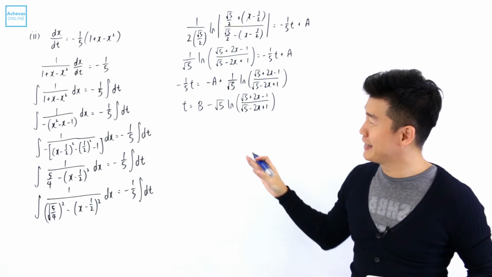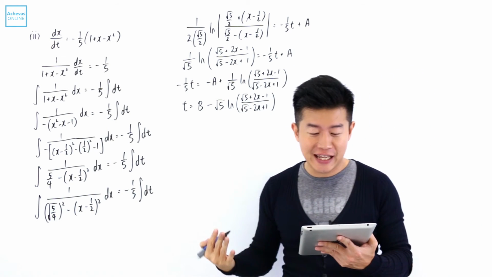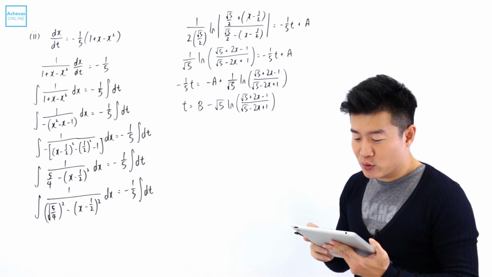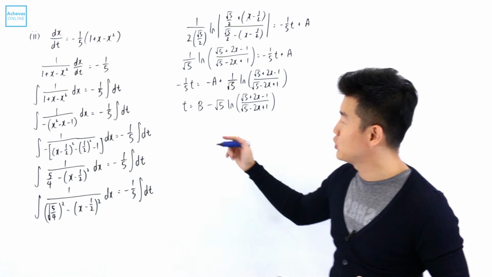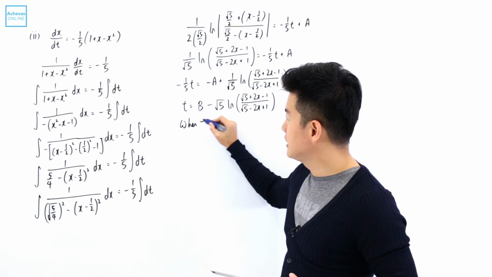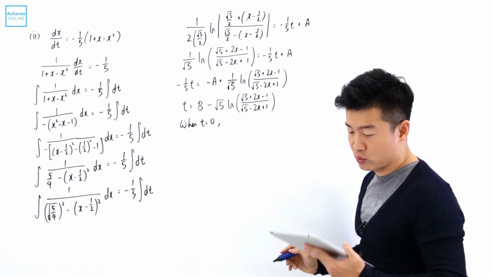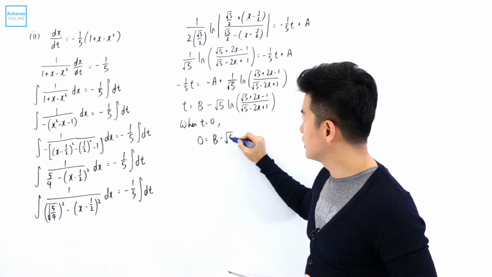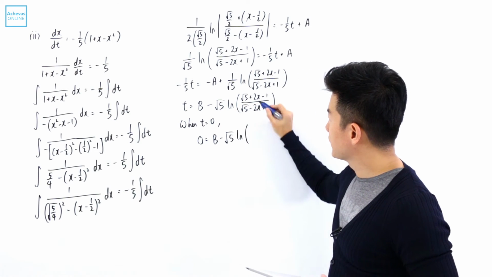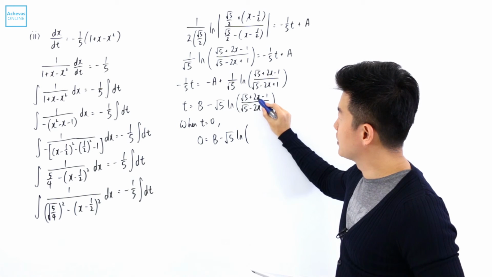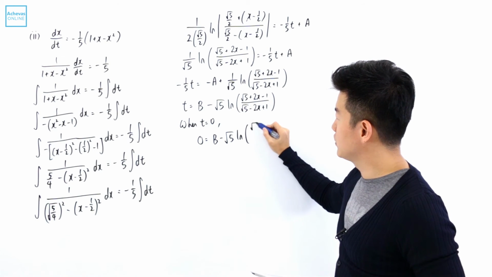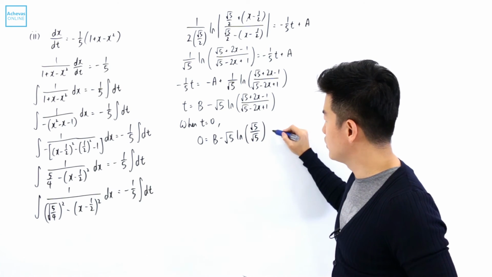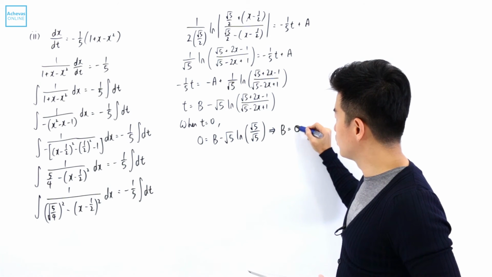It is such a long question, and in fact we have not even ended, because the question actually gave us enough information for us to solve for b. The question says that when t is equal to 0, x is equal to half. I'm going to substitute that in. So 0 is equal to b minus square root of 5 ln of, substituting x as half, 1 minus 1 and minus 1 plus 1, so it is square root of 5 over square root of 5, which is 1, and ln 1 is 0. That is why b is equal to 0.